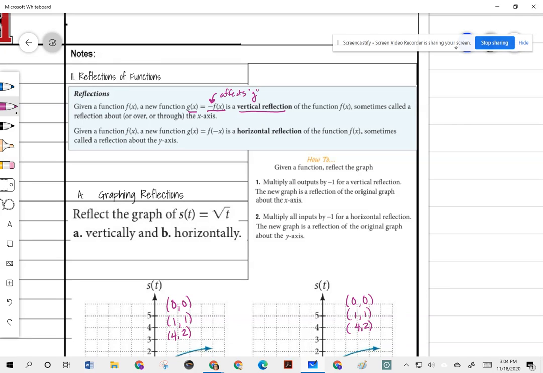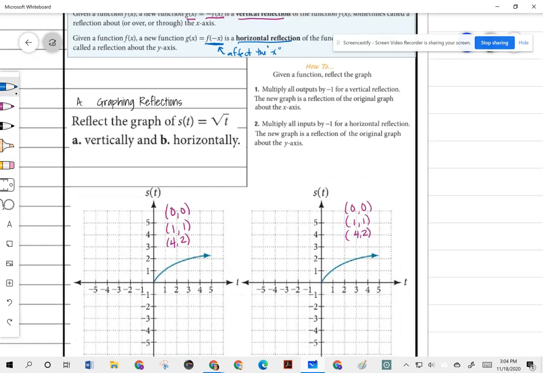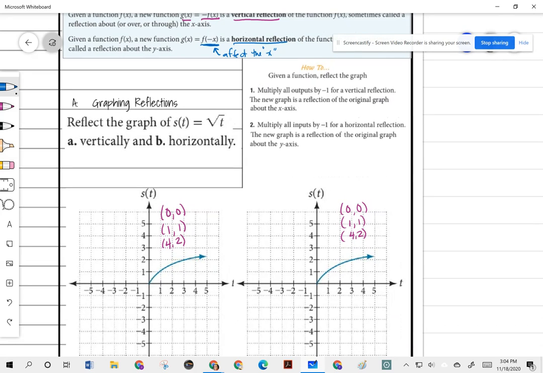So given a function f of x, a new function, g of x is f of negative x. So think about that. That is going to affect the x coordinate, and that's going to be a horizontal reflection. All right, so let's just take a look at this. Here's just a how-to. You're going to multiply all of the outputs by -1 for a vertical reflection, and then if it's a horizontal reflection, you're going to multiply all the inputs. So again, the outputs for vertical, the inputs for horizontal.